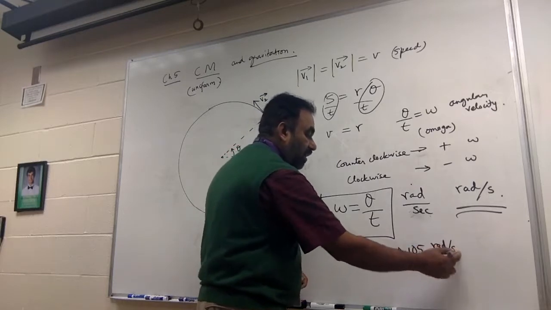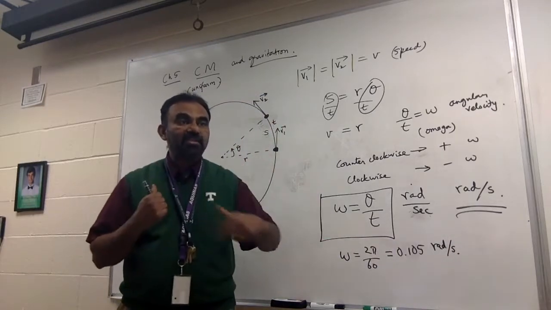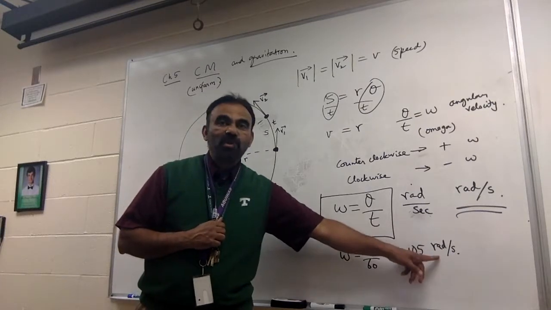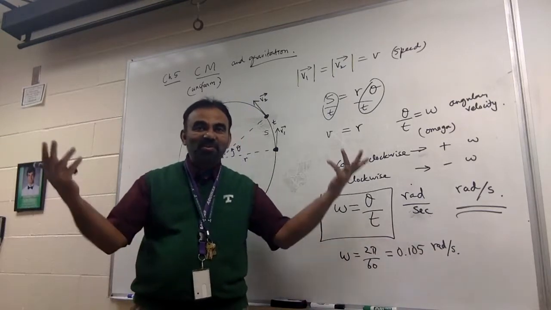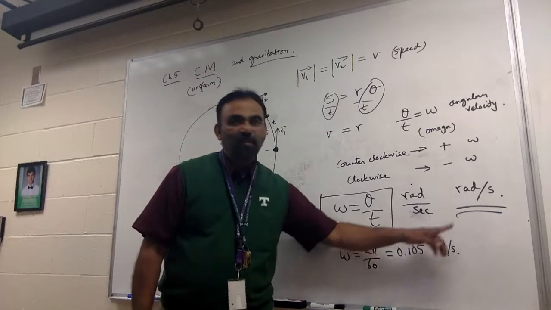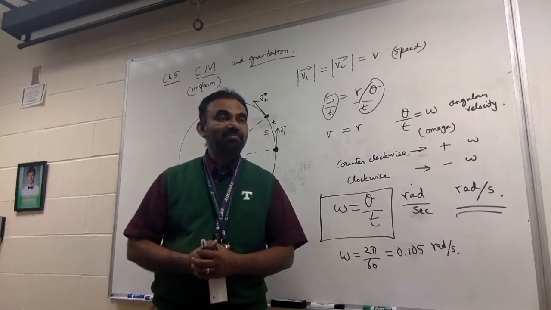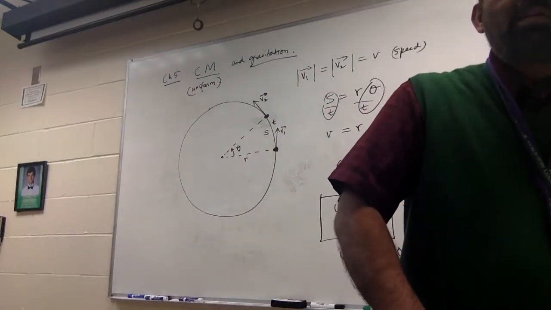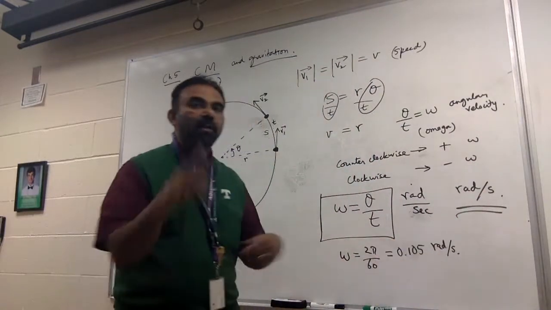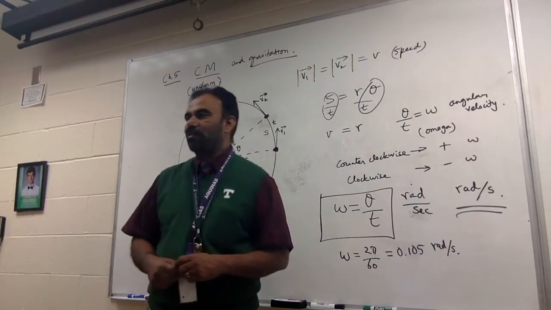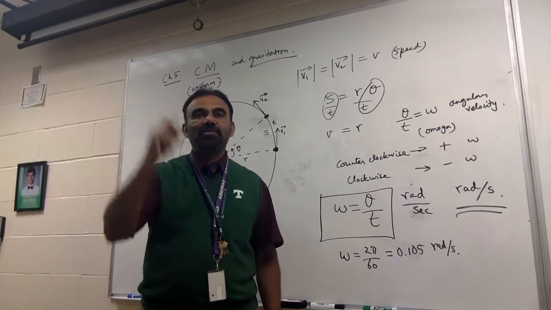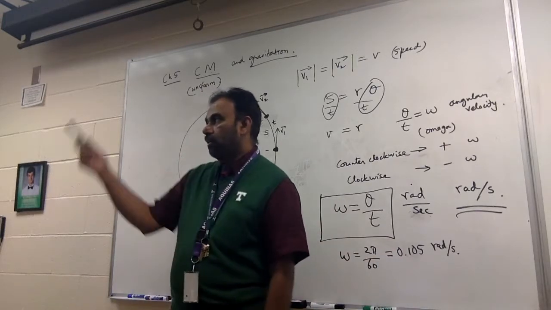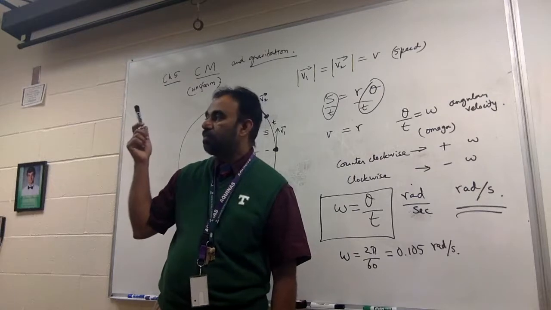0.105 radians per second. See, when you see the unit radians per second, you can immediately understand what quantity you're talking about. That's the reason why we write a unit. If I write nothing over there and say per second, now per second can be for vibrations. How many times is this oscillating per second? That is frequency. So if I write per second only, I won't know what quantity I'm talking about. So when you say radians per second, immediately you know that you're talking about something going in circular motion. So 0.105.